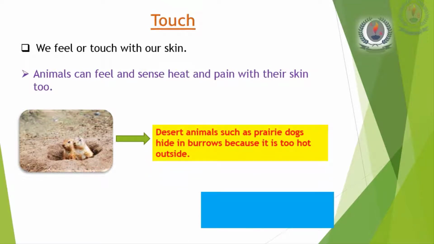Children, in the first picture, you can see prairie dogs. Desert animals such as prairie dogs hide in burrows because it is too hot outside. These dogs know it's too hot outside using their skin. So they hide in burrows.